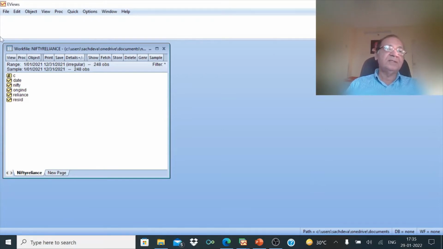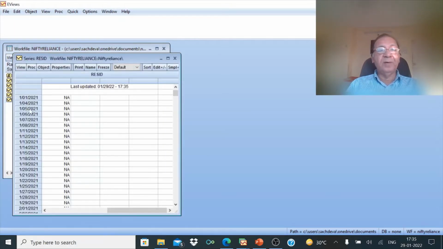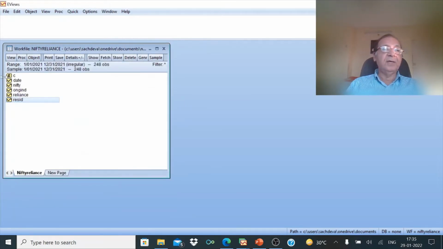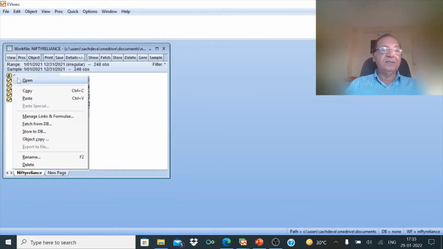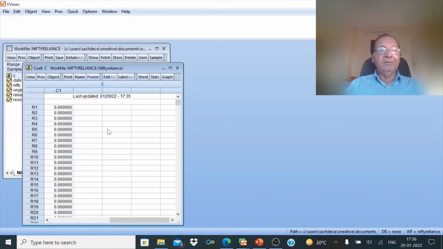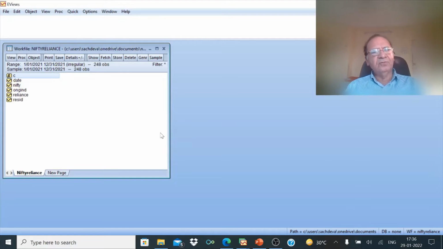Now EViews has automatically created a variable C, but C is blank at this time. Similarly, it has created residuals, but this is also blank at this time. You can open it and see they are not available. Similarly, you can open C. It is not having anything: 0, 0, 0, 0. But when we regress, it will be filled.